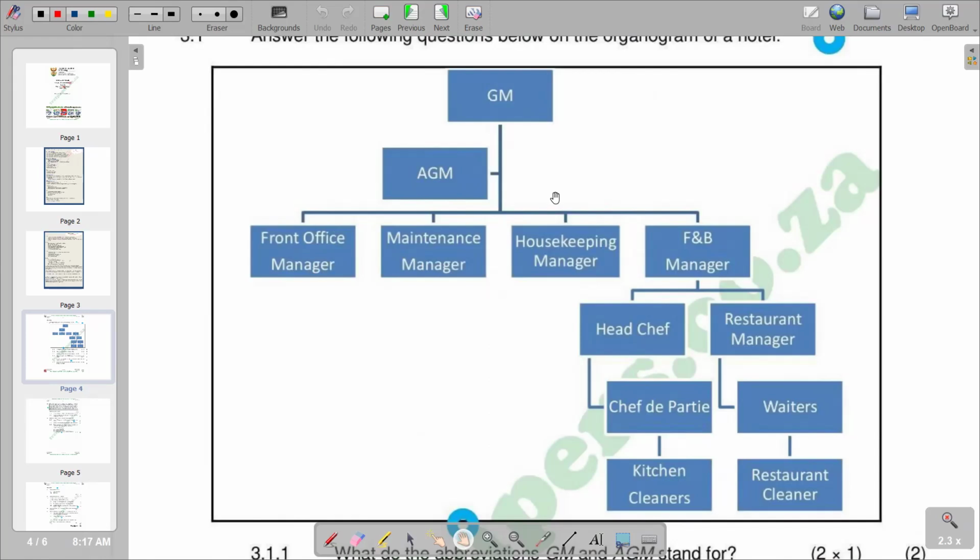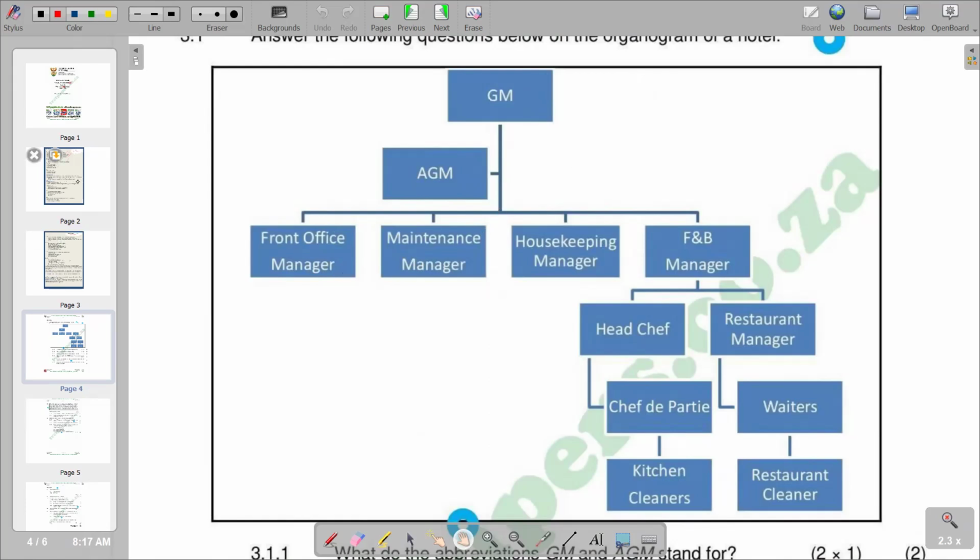And then if we talk about the low level manager now, we can talk about, for example, the office manager. Front office manager can be the low level manager. So basically, we are saying high level, middle level, and then low level.